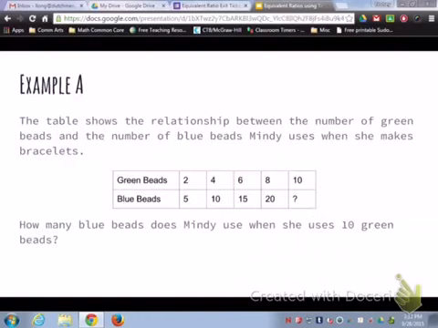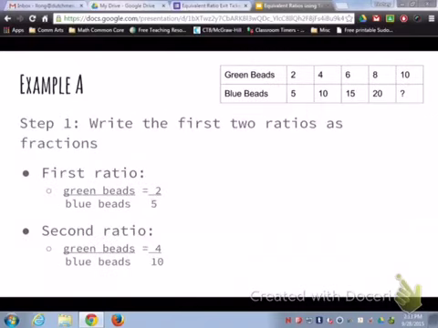So example A. This table shows the relationship between the number of green beads and the number of blue beads Mindy uses when she makes bracelets. So as you can see, for every 2 green beads she uses 5 blue beads. This means for every 4 green beads she uses 10 blue beads, and continues from there. So our question is, how many blue beads does Mindy use when she uses 10 green beads?